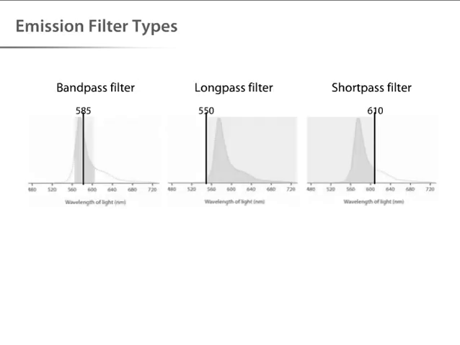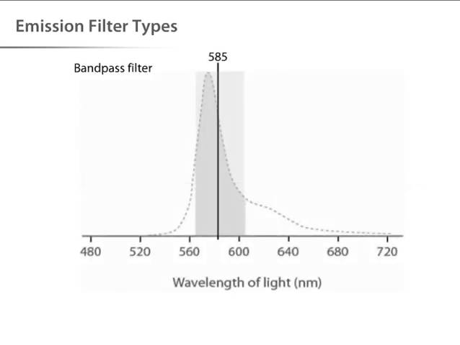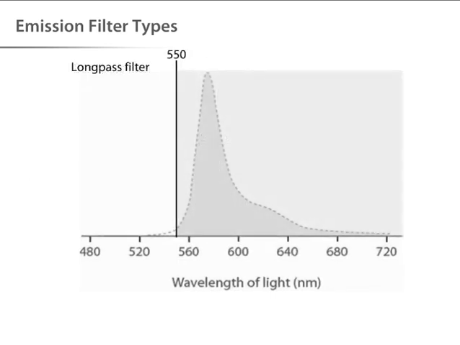Let's take a moment to talk about filter nomenclature. Filters are normally defined by one of two parameters, either the center point for a bandpass filter or the cutoff point for a long or short pass filter. This is a typical bandpass filter specific for RPE. It has a center point of 585 nanometers and a width of 42 nanometers. So this filter optimally passes light in the wavelength range of 564 to 606 nanometers, which corresponds to the emission peak of RPE. Other filters used to resolve this peak include a 550 nanometer long pass filter and a 610 nanometer short pass filter.